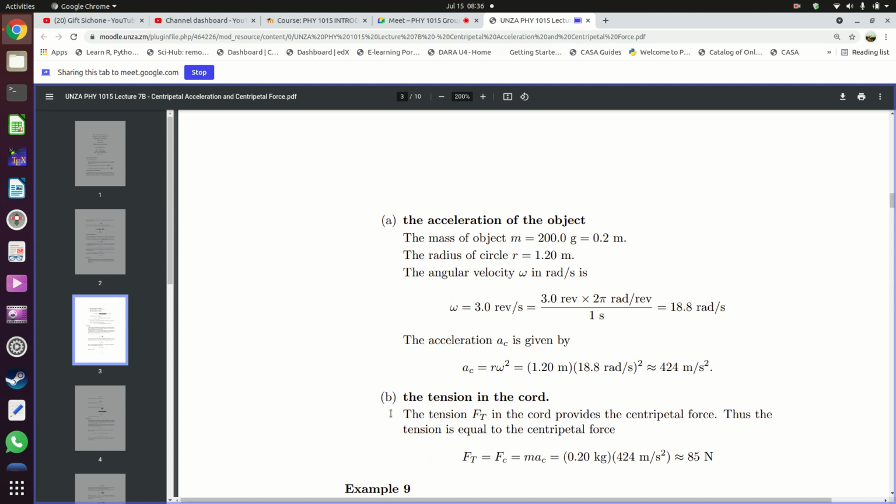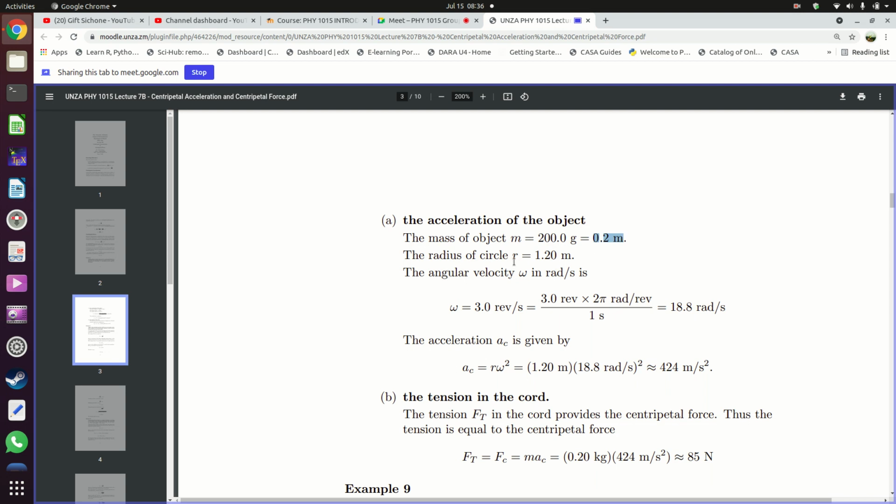I don't know what has happened here. I think I'll need to edit these notes, as clearly there are some mistakes. The mass of the object is 200 grams, which is supposed to be 0.2 kg. This says 2 meters, so that's not the case. So 0.2 kg. I'll need to edit these notes after this class.